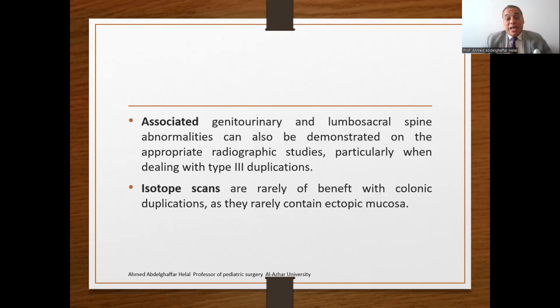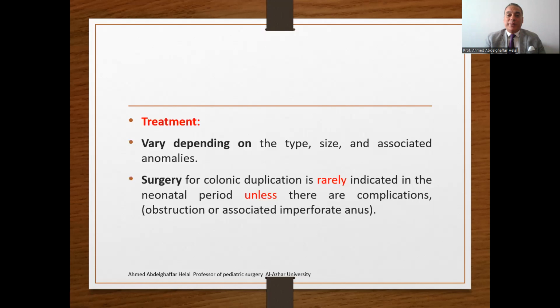Associated genitourinary and lumbosacral spine abnormalities can also be demonstrated on appropriate radiological studies, particularly when dealing with type 3, which is tubular. Isotope scan is rarely of benefit in the clinic, as we said that it rarely contains ectopic mucosa. Duplicated colon rarely contains ectopic mucosa, so the need for an isotope scan is very limited.